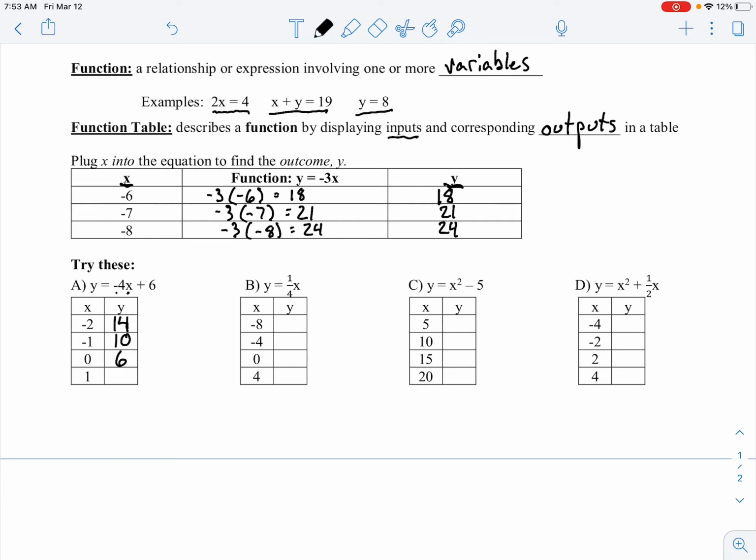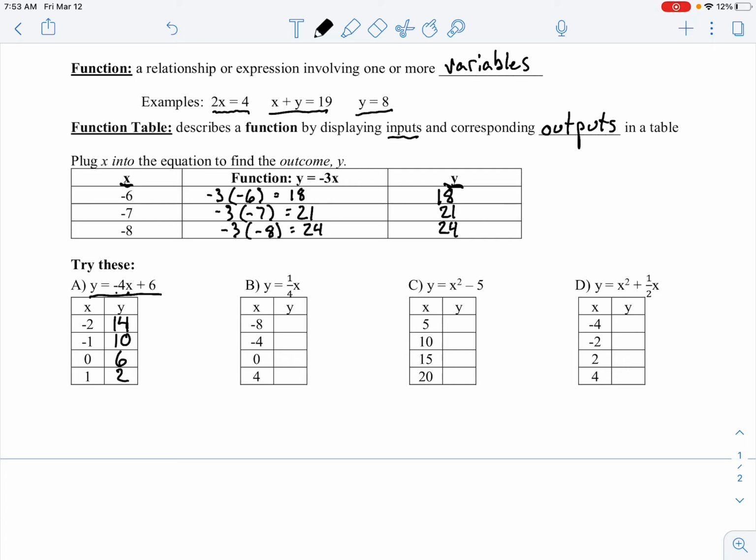And finally, 1. We get 1 times -4 is -4. -4 plus 6 is 2. So pretty simple here to get our outputs from our inputs. We just apply the function rule that is given to us to figure out what an output is for a specific input. All right, so once again, pause for part B, give it a try, and then compare it with what you see here.